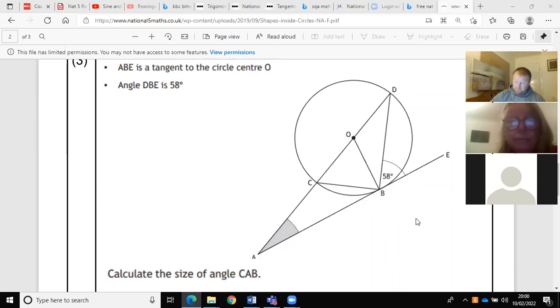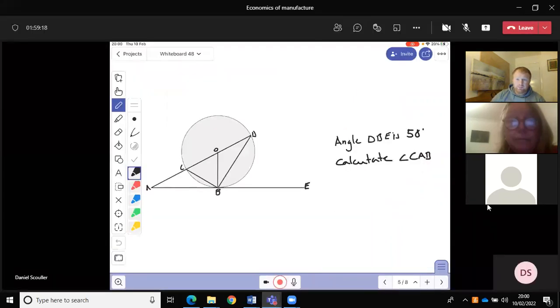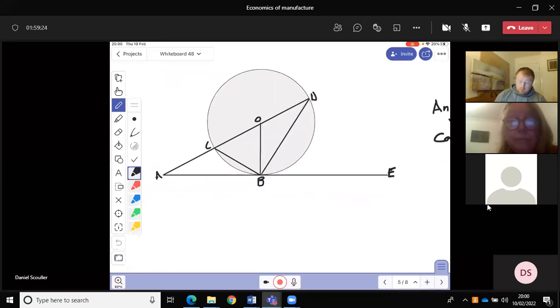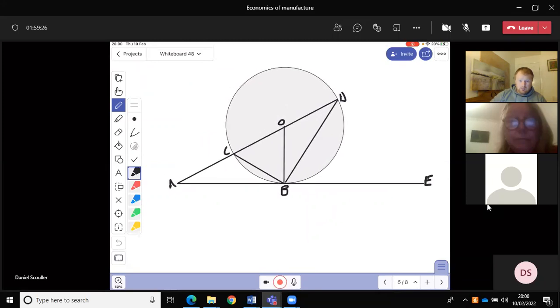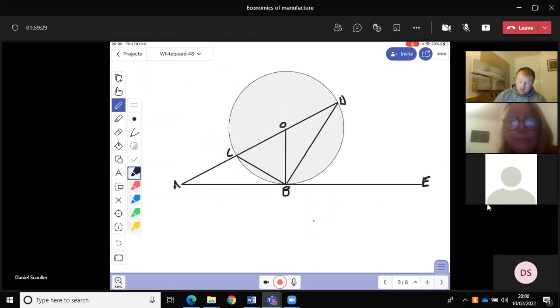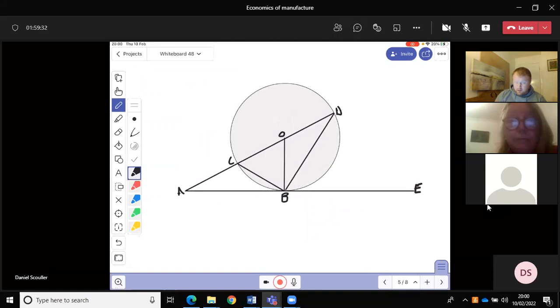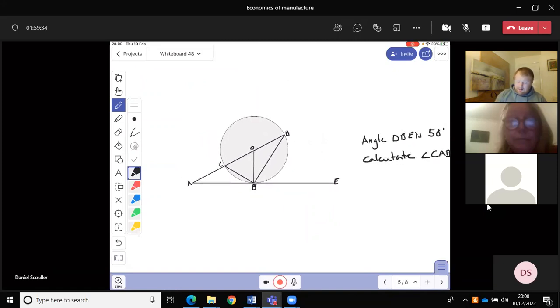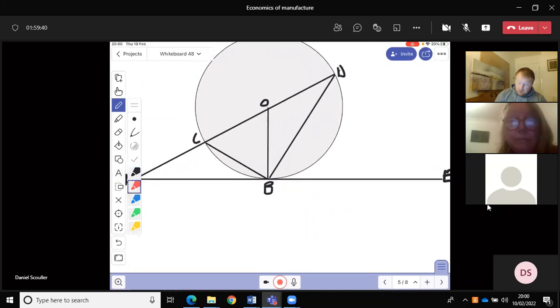DBE. Okay, so take a wee quick sketch of that or a screenshot, whatever you want, and then let's have a wee look at what we want to do. The tangent's a wee bit flatter, but it's the same angles. Angle DBE is 58 degrees. That was actually given to you in the paper, so I'll just draw that in, 58 degrees.